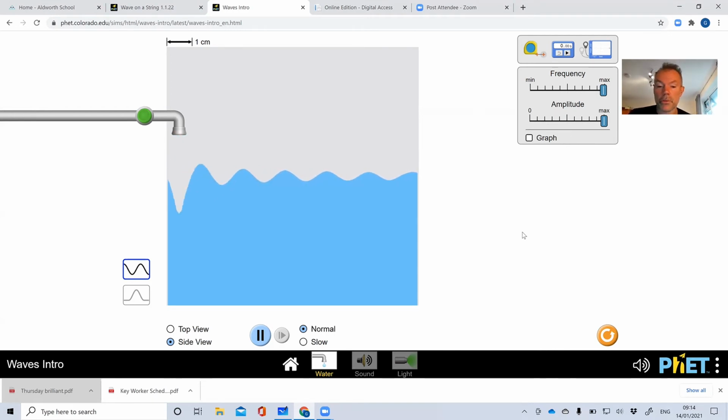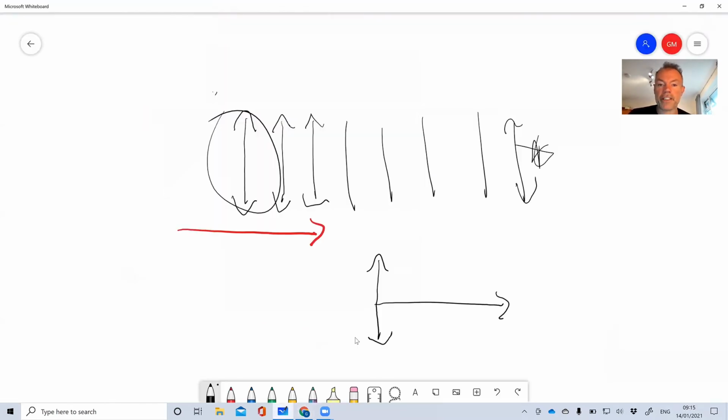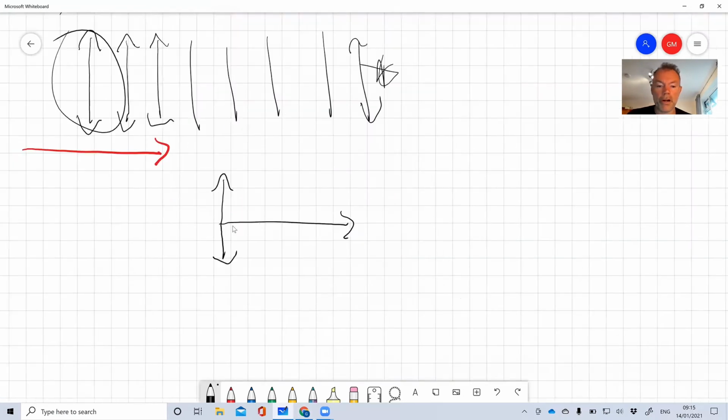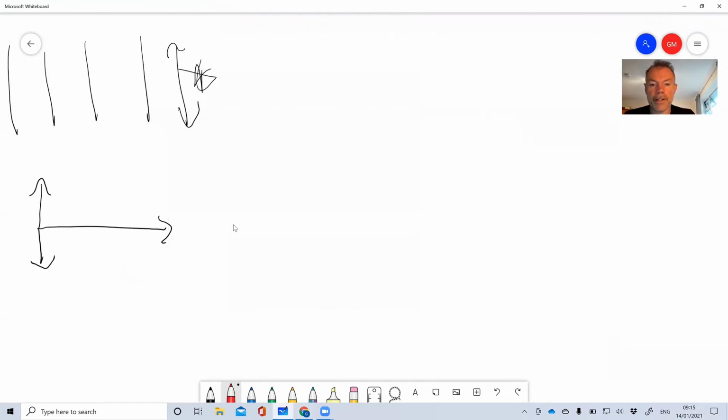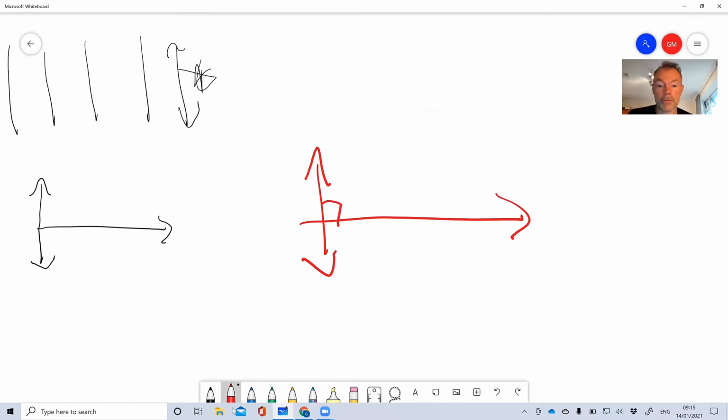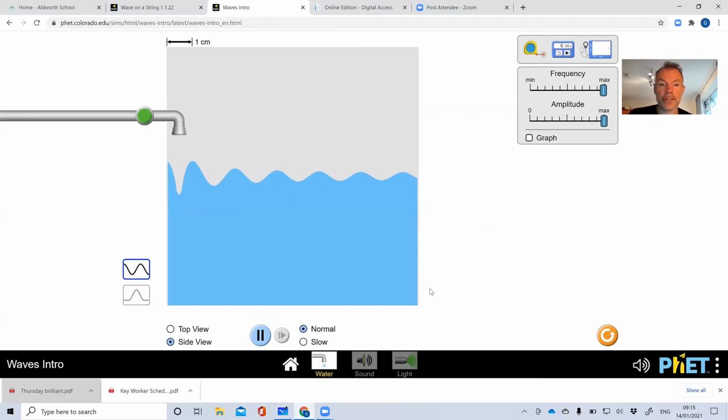Just remember what the definition of a transverse wave is. The particles are going in one direction, so the wave goes at right angles. Look, that there is a right angle, or perpendicular, as we sometimes say. So that's a transverse wave.